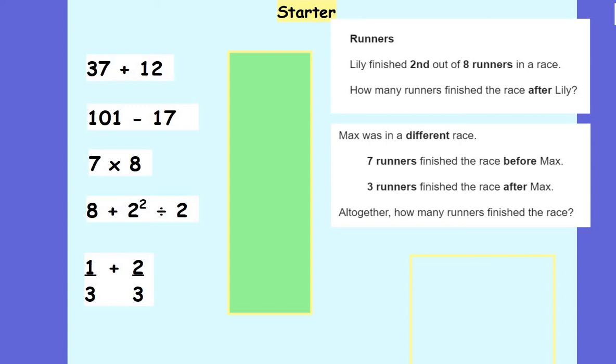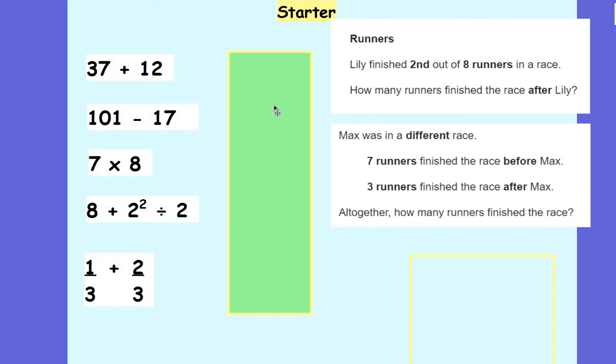Let's start off with a quick starter, shall we? Can you find 37 plus 12, 101 subtract 17, 7 times 8, 8 plus 2 squared divided by 2, and then 1/3 plus 2/3. If you finish all of those, have a go at my extension question based around runners on the right hand side. In your light blue books or on your mini whiteboards, please pause the video for 5 to 10 minutes and have a go at those questions now.